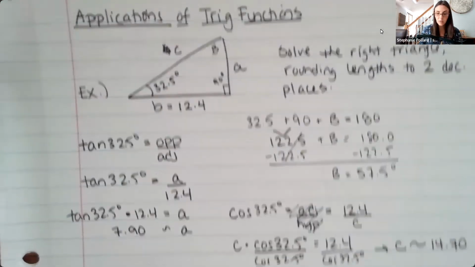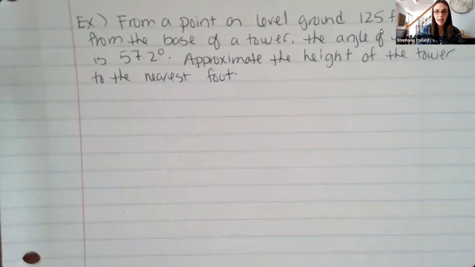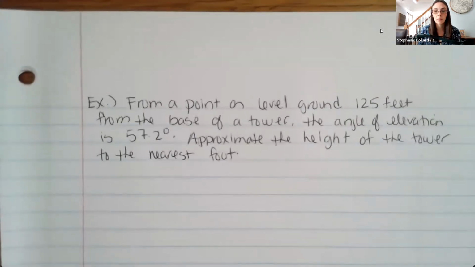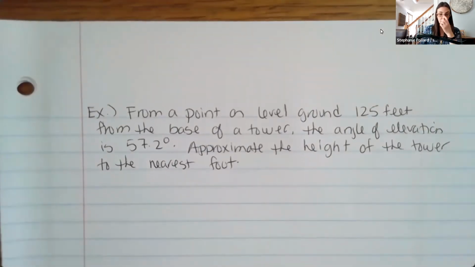All right, so let's do an actual application problem now. And I have it already written out for us on the next page. So from a point on level ground 125 feet from the base of a tower, the angle of elevation is 57.2 degrees. And we're going to use that to approximate the height of the tower to the nearest foot. Now, if you need to write this down, pause the video, write your question down so you can get it in your notes, read through it a couple times, and when you're ready, come back. With trig, I do highly recommend drawing pictures to understand what's happening here.